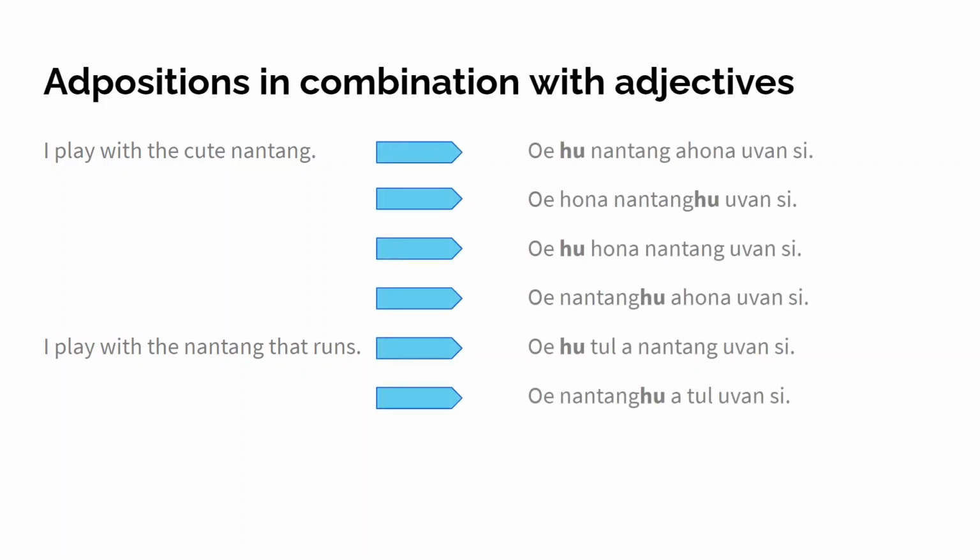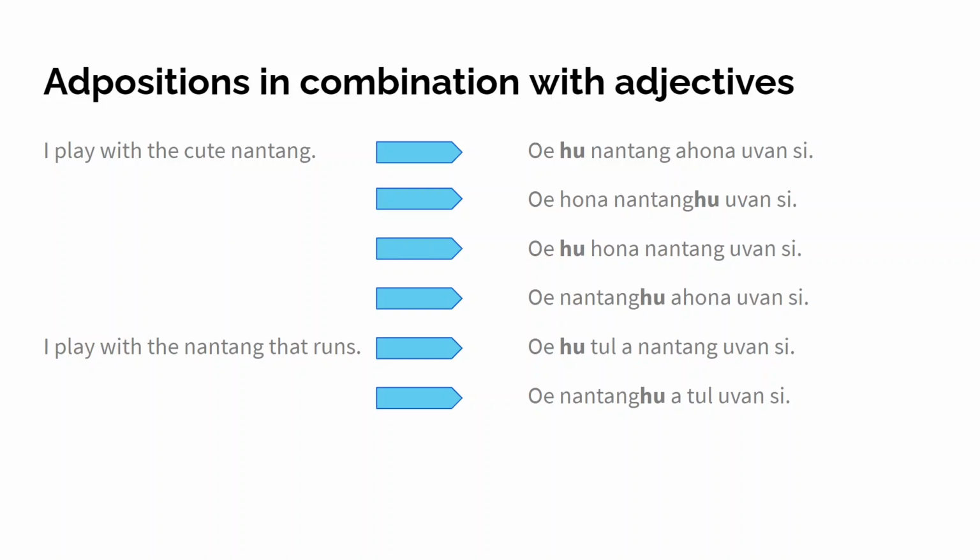So again, this time I have a few more combinations for you to show all the things that can happen. So, I play with the cute nantang. Cute nantang would be nantang ahona or hona nantang. So, oe hu nantang ahona uvansi. In this case, there is no problem at all because I put the adposition before and the adjective after, so they don't get into conflict with each other. Same with the second sentence, oe hona nantang hu uvansi.